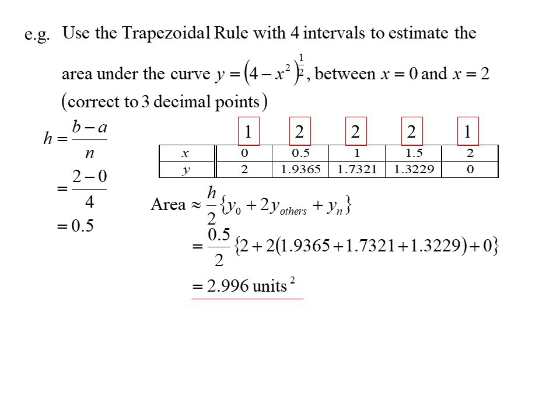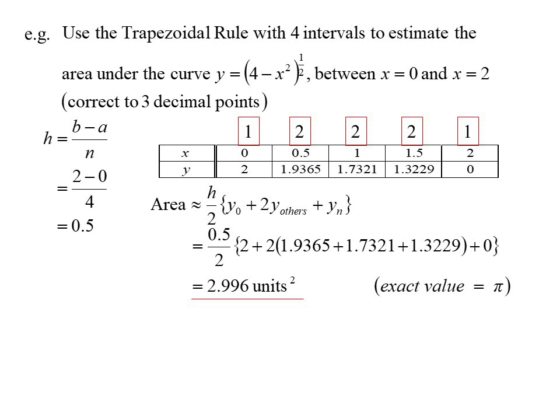So y naught and yn, they're the end ones, then 2 times all the ones in the middle. We end up with 2.996. That exact value would be pi. Okay, we've got a circle of radius 2, so the whole circle would be pi r squared. For pi, we got a quarter of the circle.